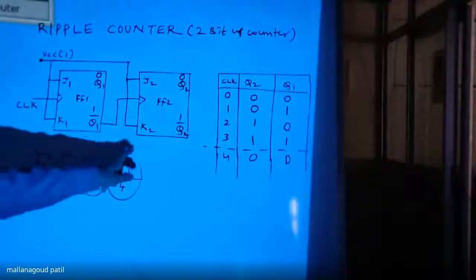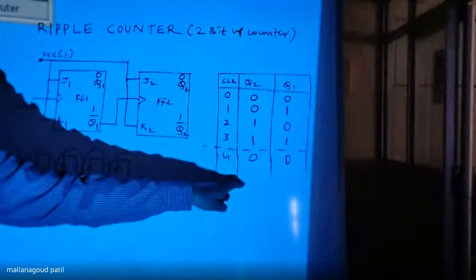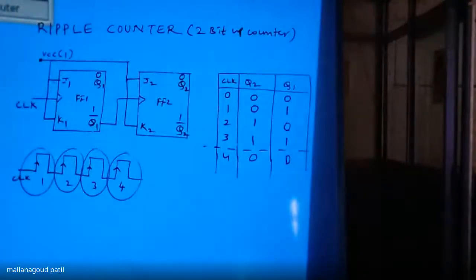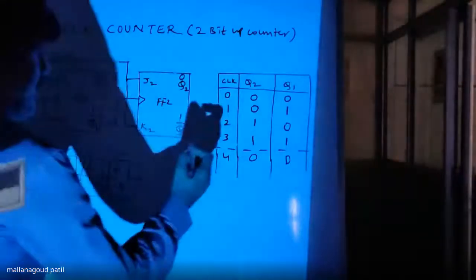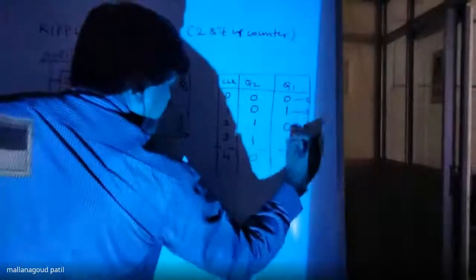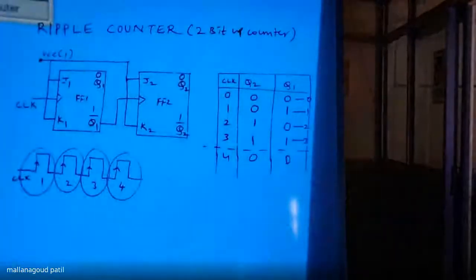When the flip-flops reset once again to the initial state, you have to stop, because it has already considered all the combinations. Now you see, it is 0, it is 1, it is 2, it is 3. It is an up counter. 0, 1, 2, 3, it is an up counter.